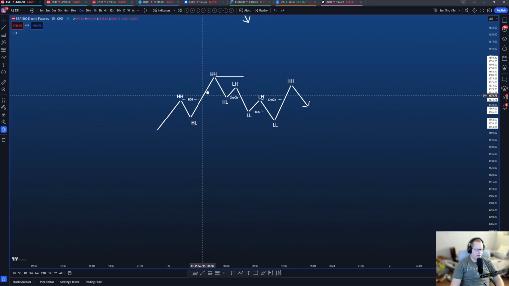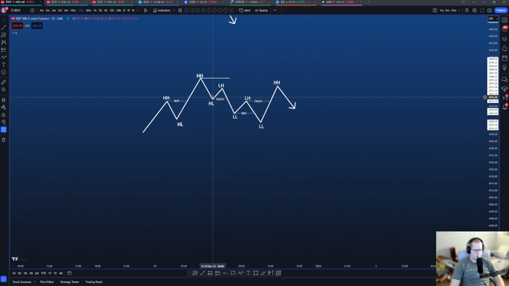H's meaning higher high, higher low, higher high. So we're continuing to go up and down, up, down, up, down, but the total direction is higher. But now we switched, because now the L is the first letter, meaning lower. And so now we're switching to bearish market structure. So this is where the change of character happens.